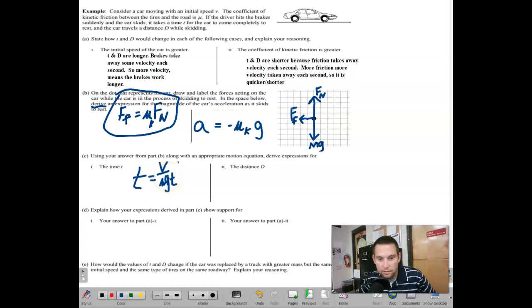Aha! Wait a second, Mr. Scapetus. There's a negative here. So this is negative mu k times g times t. True. So how can we have a negative time?